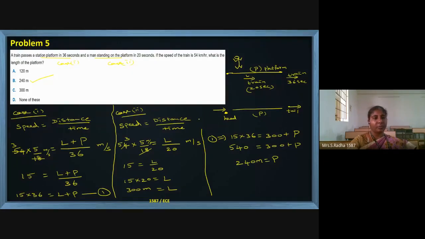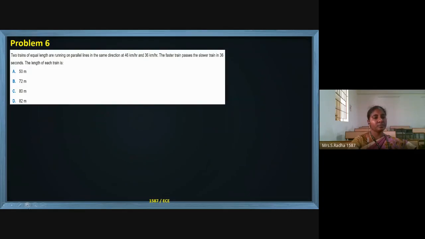Okay, now I am going to the next problem. Two trains of equal length are running on parallel lines in the same direction at 46 km per hour and 36 km per hour. The faster train passes the slower train in 36 seconds. The length of each train is? So what is happening? Two parallel tracks are there.